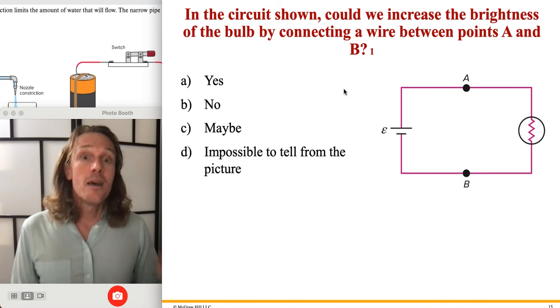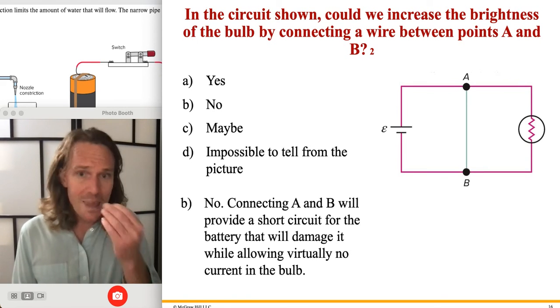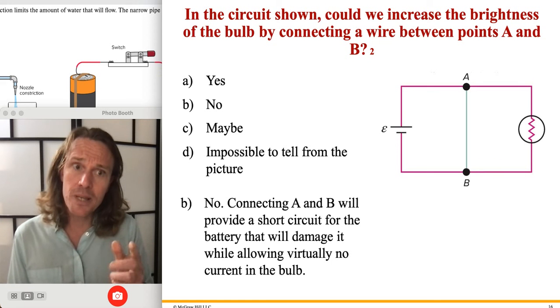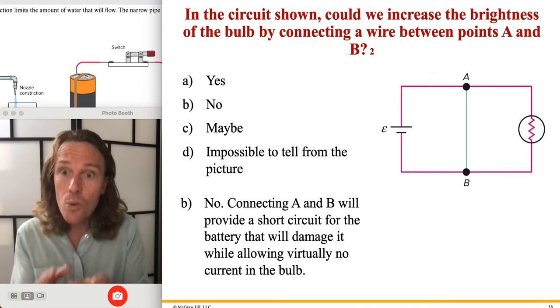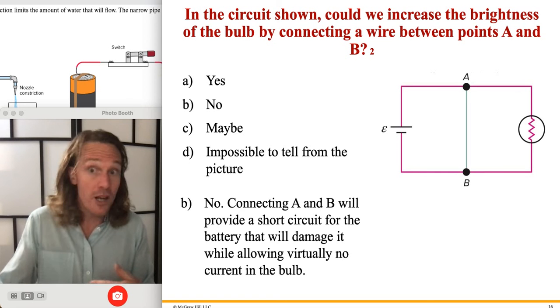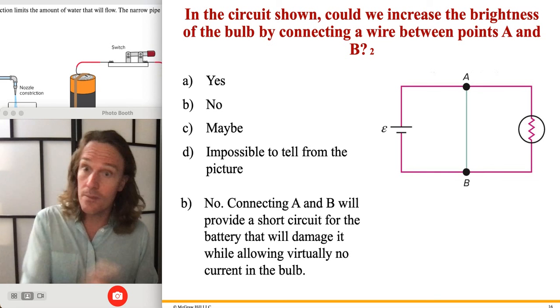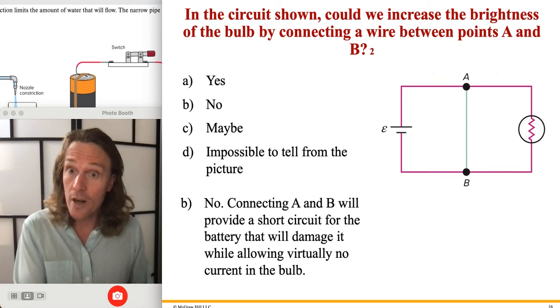Now, would this actually increase the brightness? No, not at all, right? It would essentially short out the circuit because the current will flow in the lowest resistance path. And water will do this as well, right? I mean, it's not going to flow uphill. And if you give it an option to flow on a steeper path, then the water will take it.